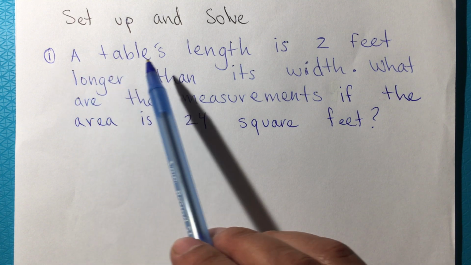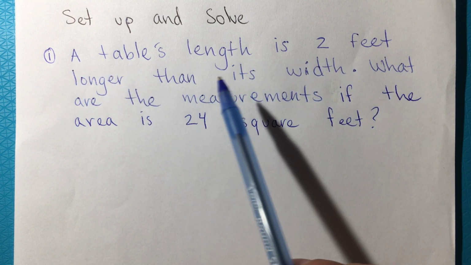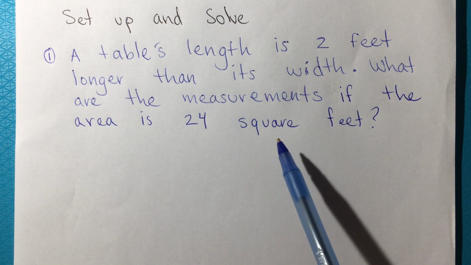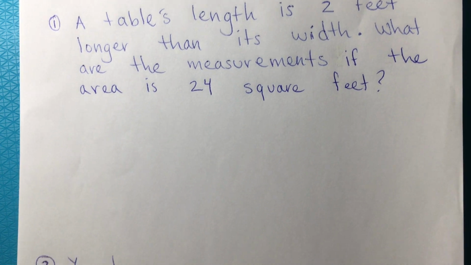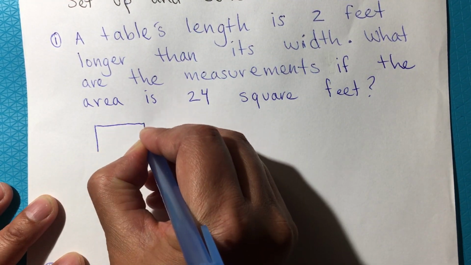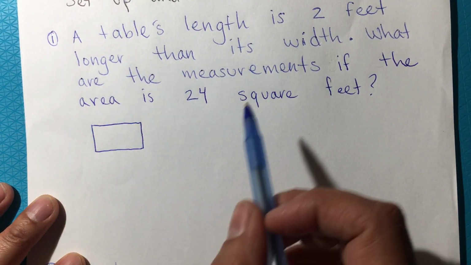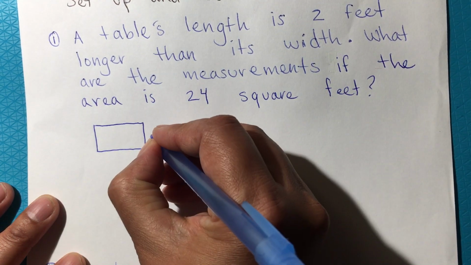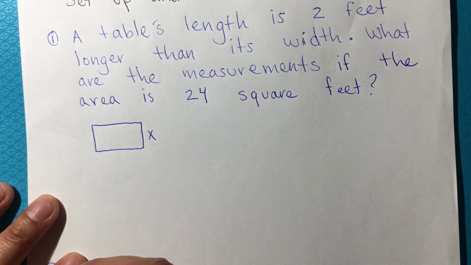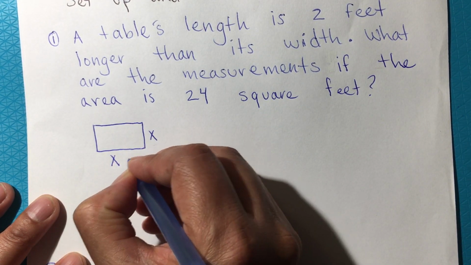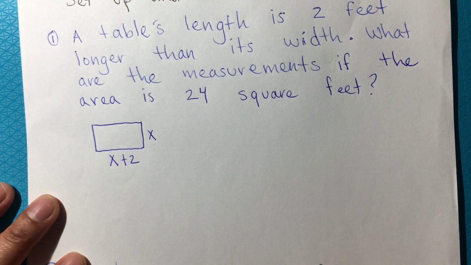Number 1 says a table's length is 2 feet longer than its width. What are the measurements if the area is 24 square feet? So first we can create our table, and it says that the length is 2 feet longer than the width. So what we're comparing it to is the width. That means that the length is whatever the width is and 2 feet more.